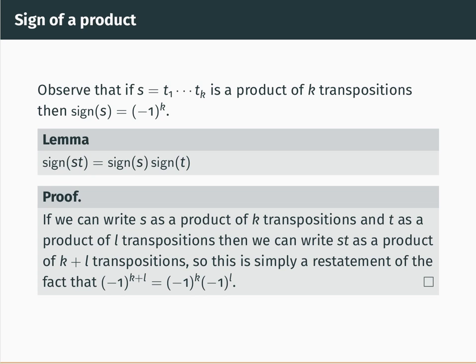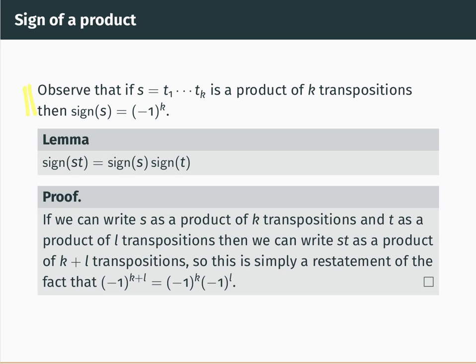Right, we can say something about the sign of a product, which is just like the result about adding even and odd integers. So I mentioned at the start that, for example, an even number plus an even number is an even number, an even plus an odd number is an odd number, odd plus odd is even, and so on. The same sort of thing holds for composing even and odd permutations. So let's begin by making an observation.